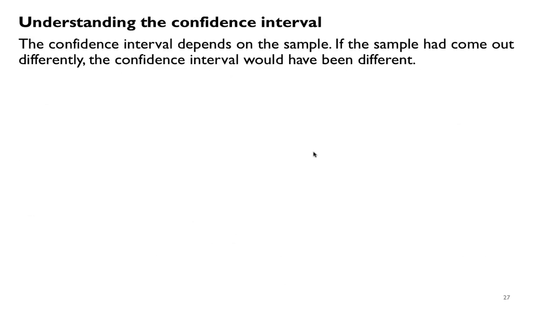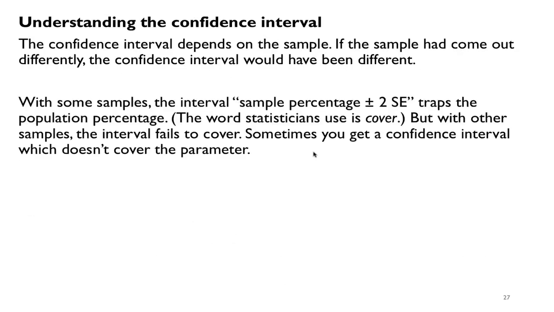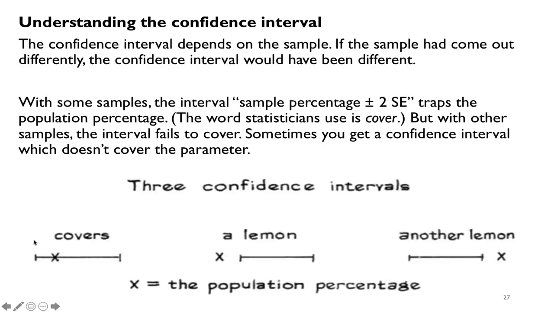The confidence interval here depends on the sample. If I take another sample, then I might get a different confidence interval. So we want to understand this confidence interval. With some samples, the interval traps the population percentage. With other samples, it does not trap. For example, the left sample here traps the true population percentage that we're trying to estimate. The one in the middle doesn't. The one on the right doesn't.